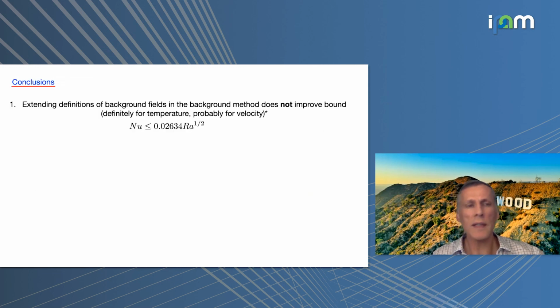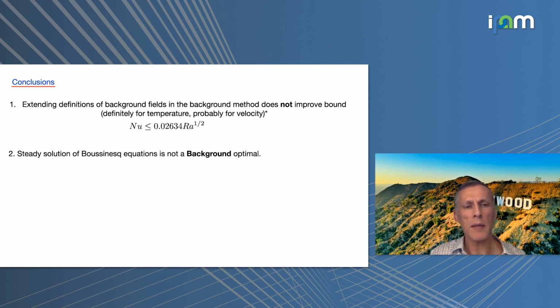So the net result of all this is that extending definitions of the background fields in the background method does not improve the bound, unfortunately. This is definitely true for temperature and probably true for velocity. Of course, there could be branches in the upper bound problem which are not smoothly connected to the initial bifurcation point, in which case our inductive proof will not capture that. So the bottom line is that this bound here, which was calculated by Steve Plasting in 2003, is actually still the best bound out there, even after 17 years of trying.